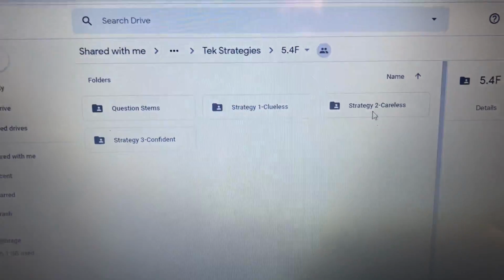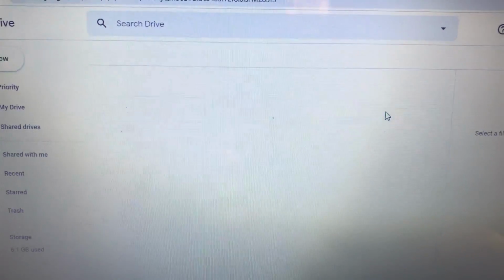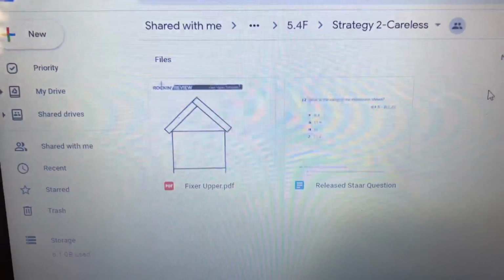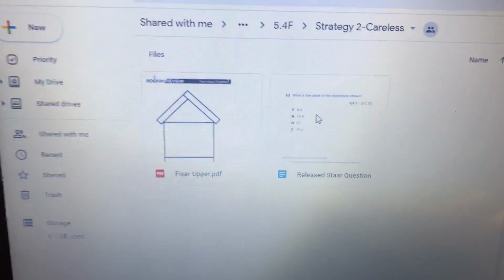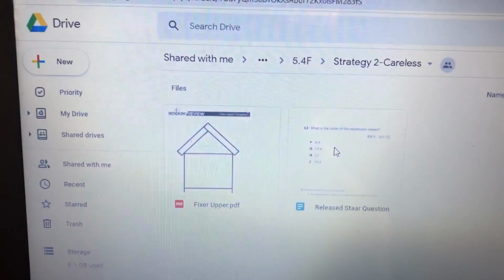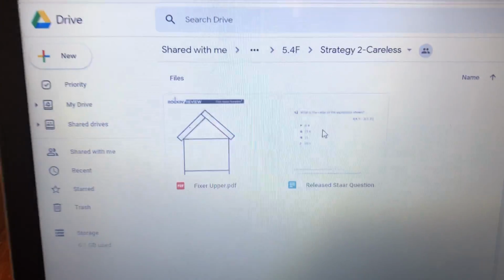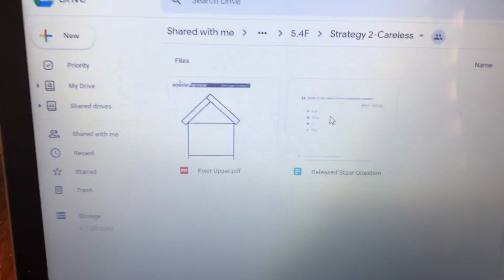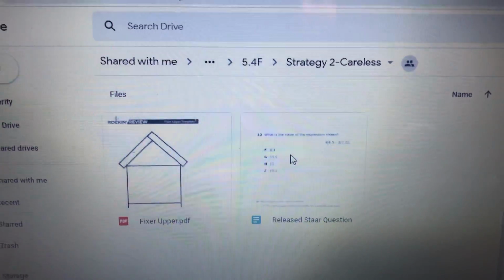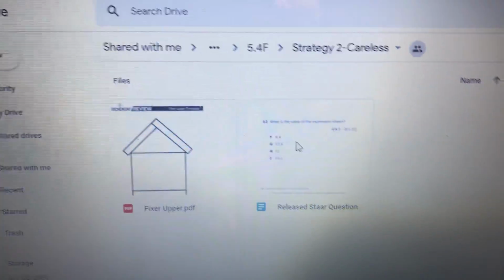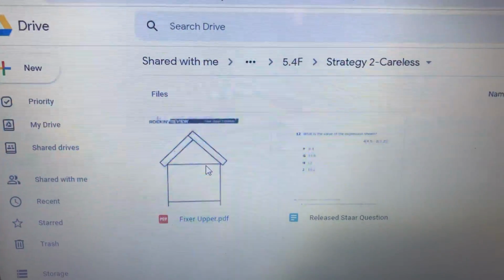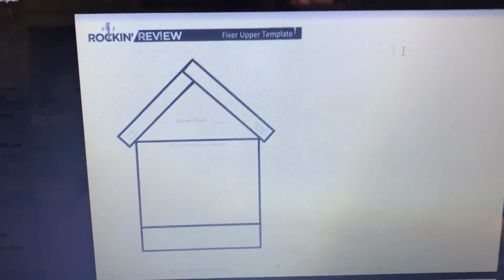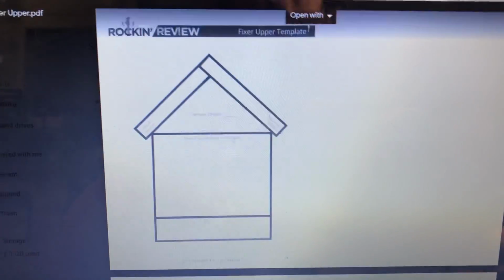And here's our second strategy for this TEK, and that's for if they were careless. I'm not going to click on it, but for careless, it's basically they all fell for the trick. Like if it was a 2-step problem, they picked the first step, if that makes sense. They fell for the first answer instead of doing the second step. And then we have our strategy here. It's called Fixer Upper. I really like this one.